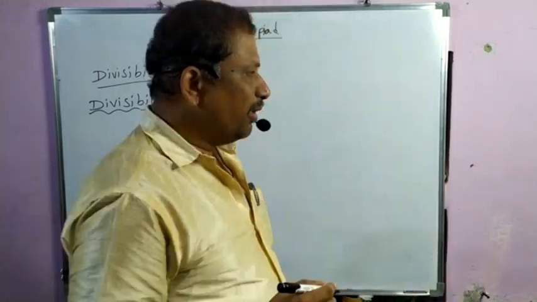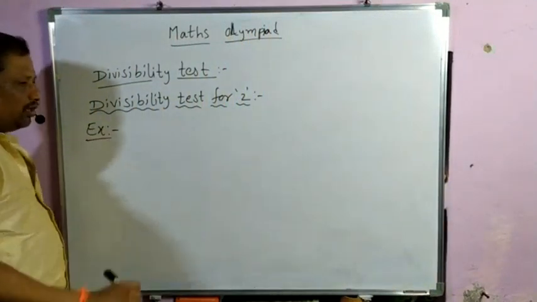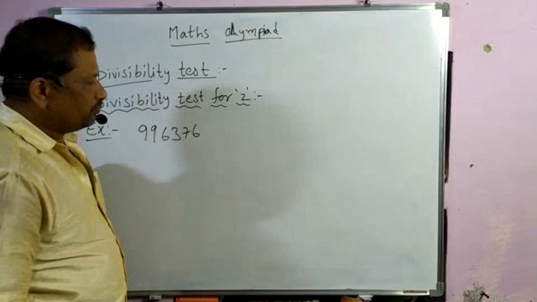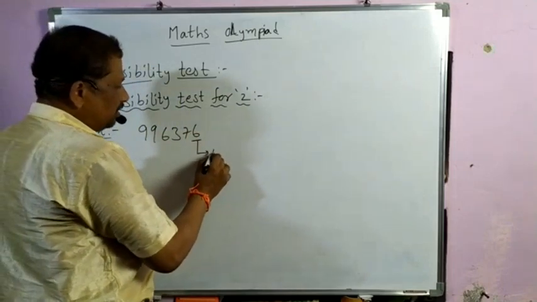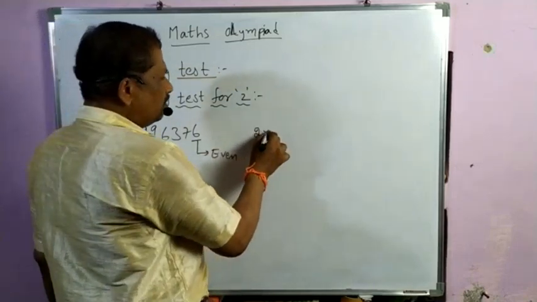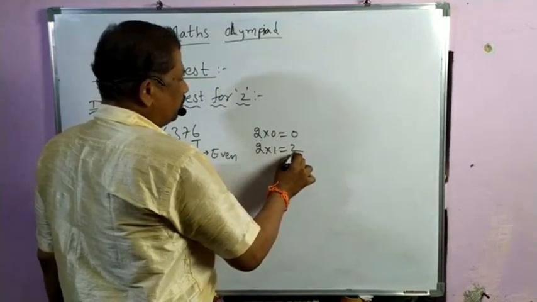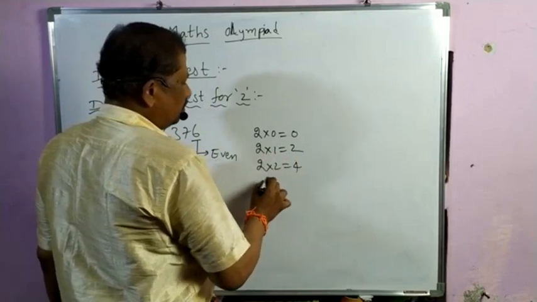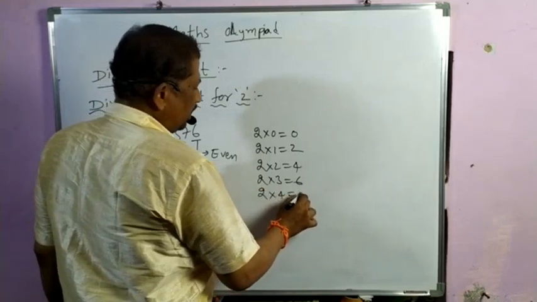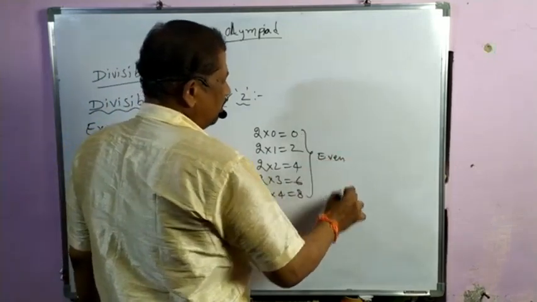So let us see by taking one example. Consider one number. So in this number, what is the unit place digit? It is an even number. And also it is a multiple of 2. So what are the multiples of 2? 2 into 0 is 0, 2 1s are 2, 2 2s are 4, 2 3s are 6, 2 4s are 8. These are the multiples of 2 and also we call them even numbers.